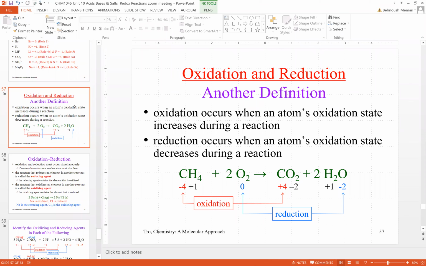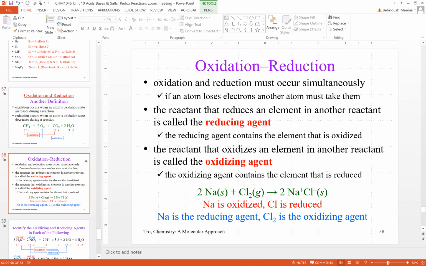If the oxidation number is increased, oxidation has taken place. If the oxidation number is decreased, reduction has taken place. So if you know how to determine oxidation number, then you can predict if it's being oxidized or reduced. We also have two other definitions: reducing agent and oxidizing agent. An oxidizing agent or reducing agent is basically helping something else to be oxidized or reduced. A reducing agent is helping something else to be reduced.